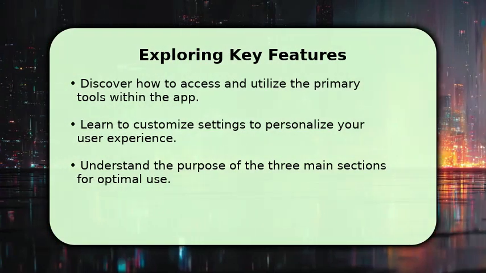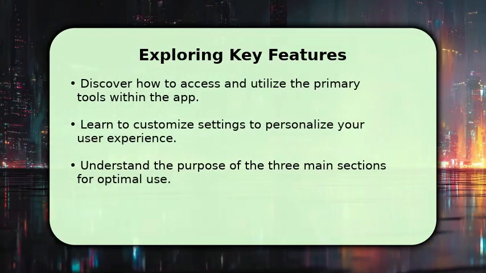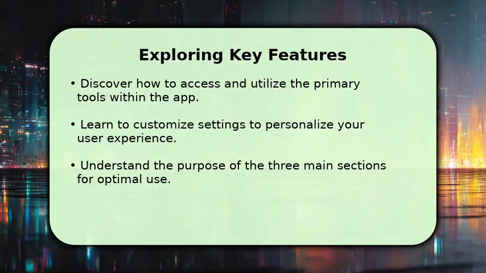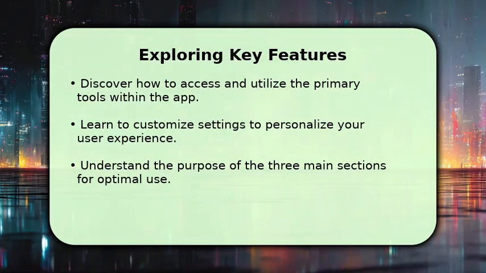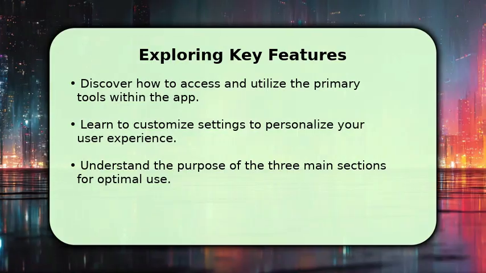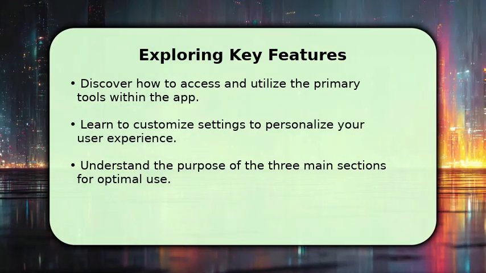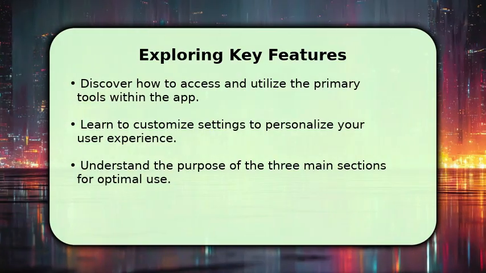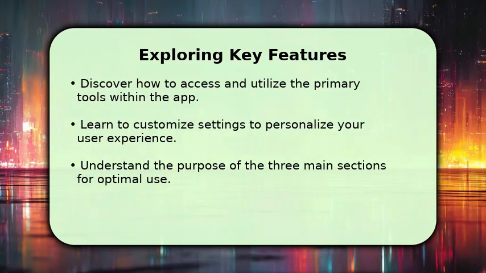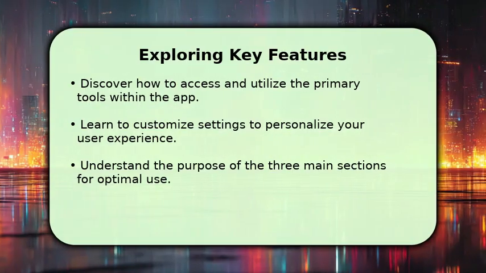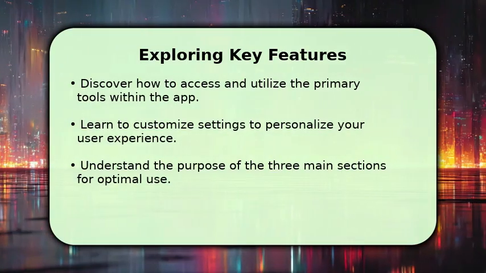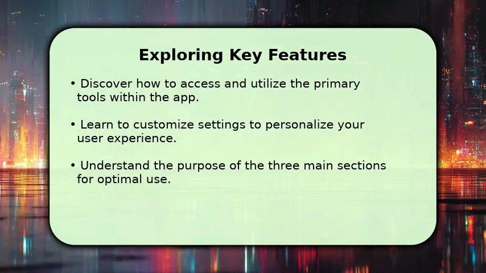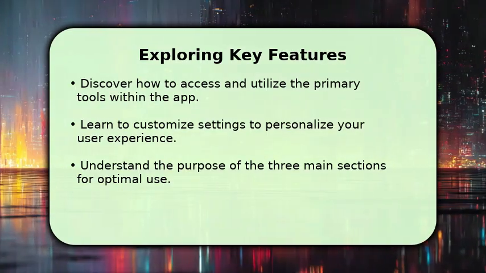Now, let's explore the core features. You can access the primary tools through the navigation bar, usually located at the bottom or side of your screen, offering quick access to 5 key functionalities. To personalize your experience, tap on the settings icon, often represented by a gear, where you can adjust notifications, themes, and privacy preferences. Understanding these 3 main sections will help you navigate efficiently.